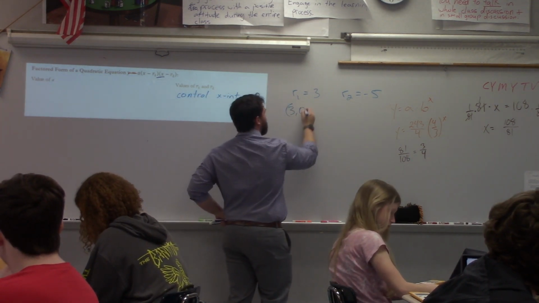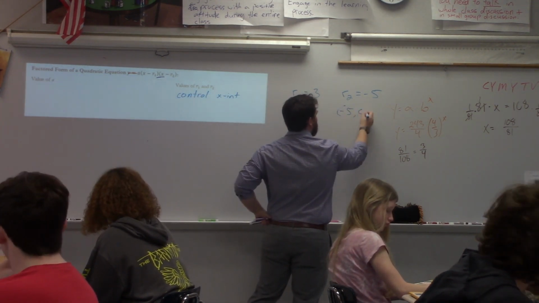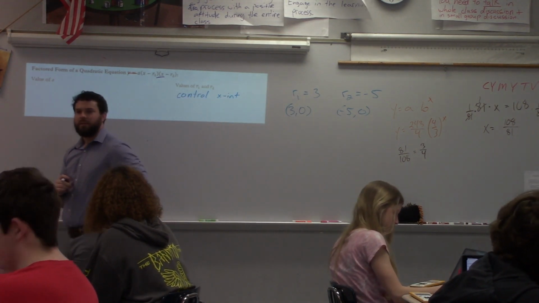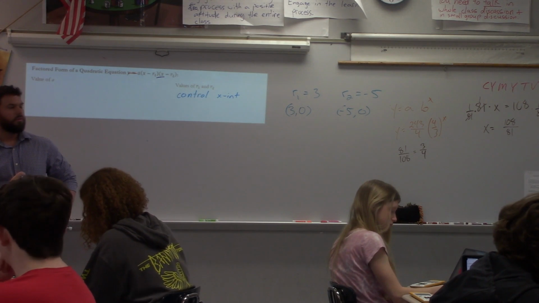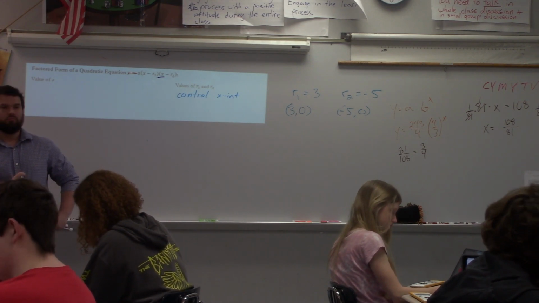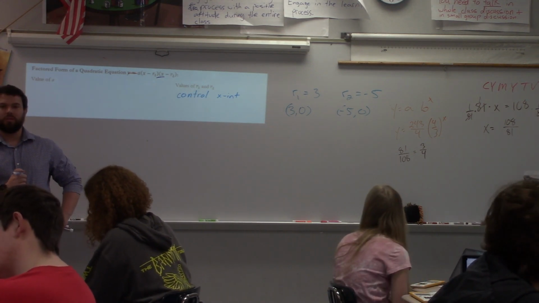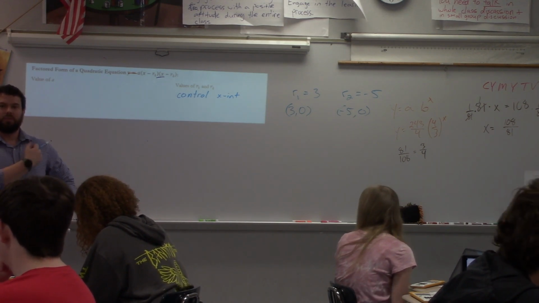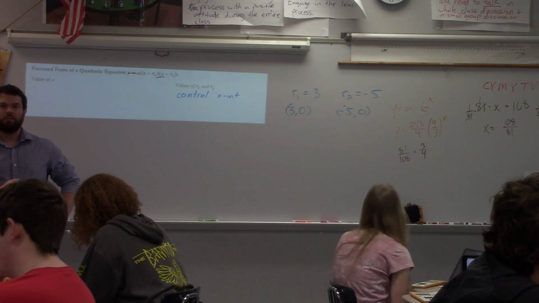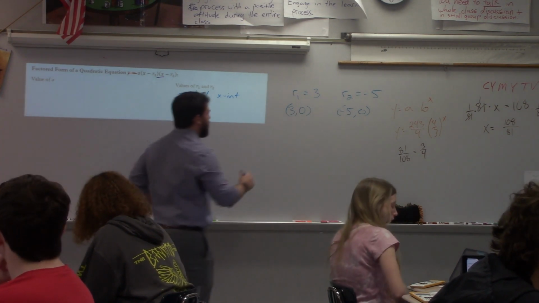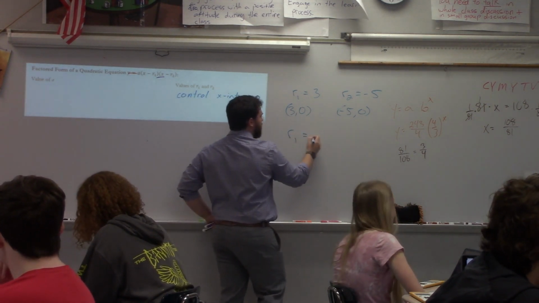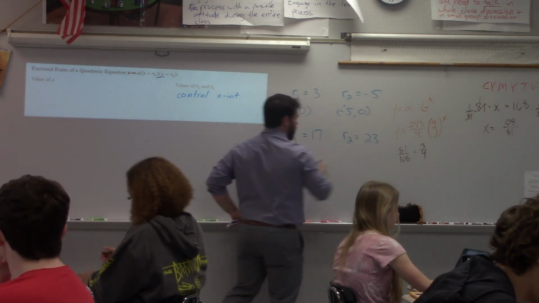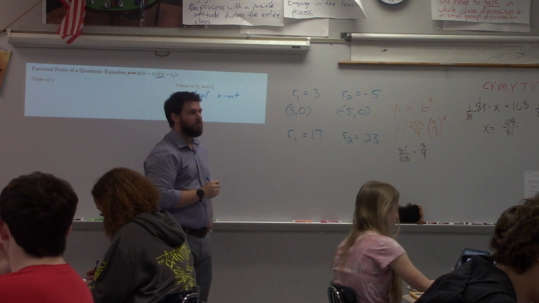3, 0, -5, 0. Does anybody want to push back on or add on to or ask a question about those x-intercepts? No, we're all comfy with it? Preston, you comfy with it? Jose, you comfy with those being the x-intercepts? Okay, so what if I said R1 is equal to 17 and R2 is equal to 23? What would my x-intercepts be?